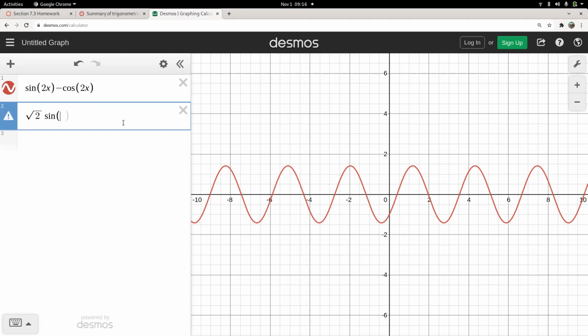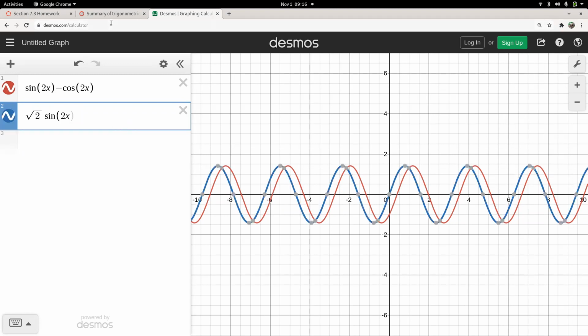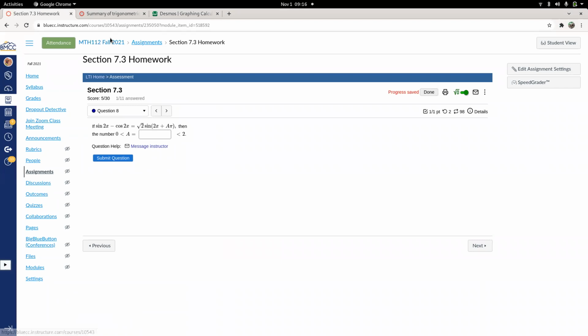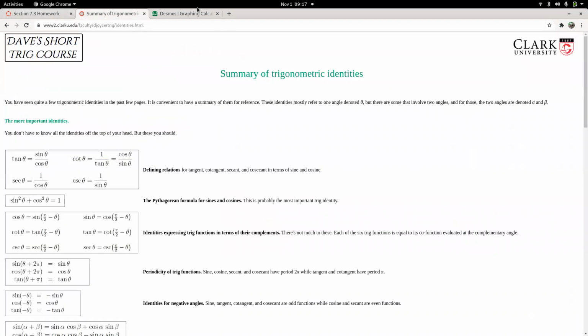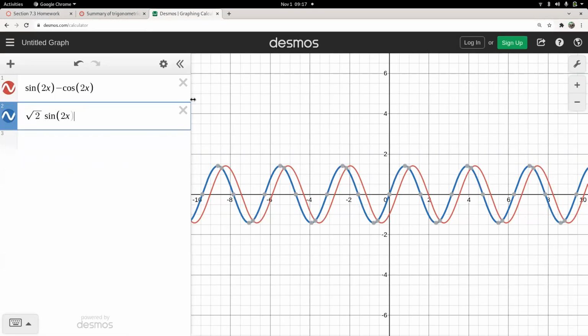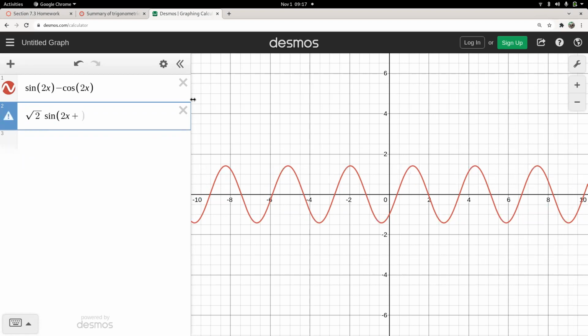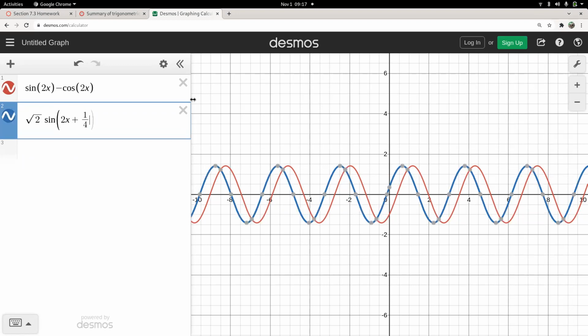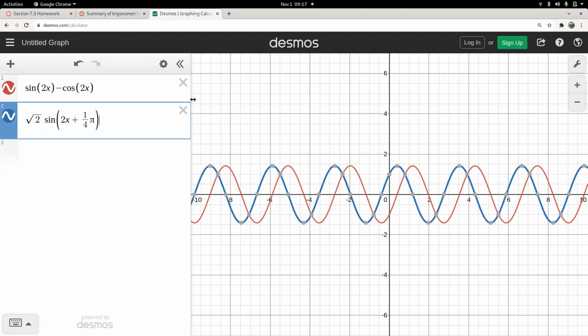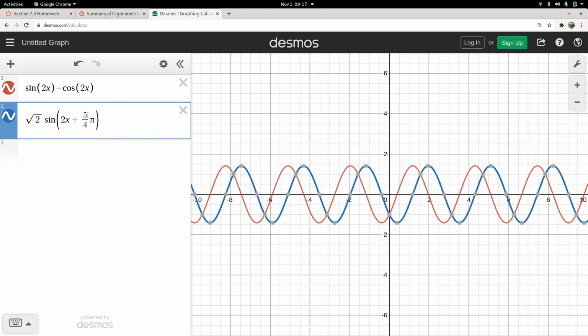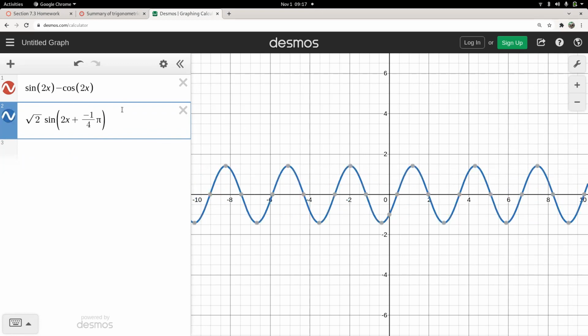Sine of 2x, right? Still have a 2x there, yeah. And then our first thought on a was 1/4, so plus 1/4 pi. And that did not match up. That's not the right shift. Okay. The other one was 5/4. That does not match up either. Oh, fascinating. Where did I make a mistake? What was the other option? -1? That one does match up.